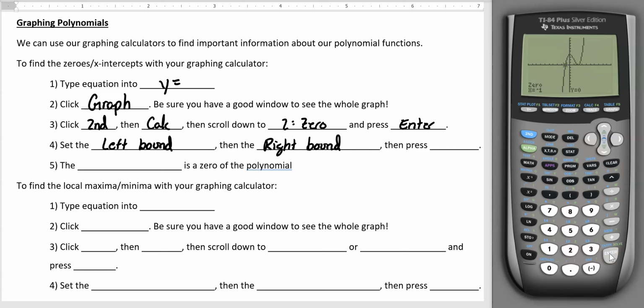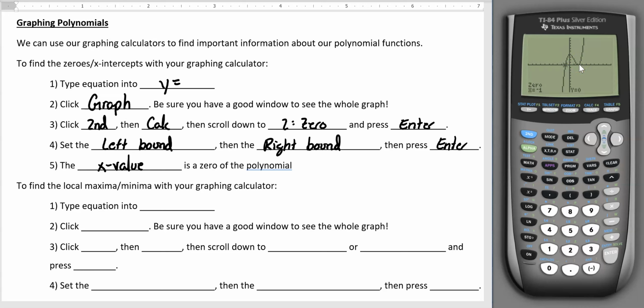Then press enter, and that x value there is a zero. So negative 1 would be a zero of the polynomial. See where it says zero and then negative 1. That's how we calculate x-intercepts. Now, to find the local maxima or minima, aka the highest or lowest point, so this one has a maxima, it looks like, right on the y-axis, and a minima, it looks like, right on the x-axis, we can do that with our graphing calculator as well.